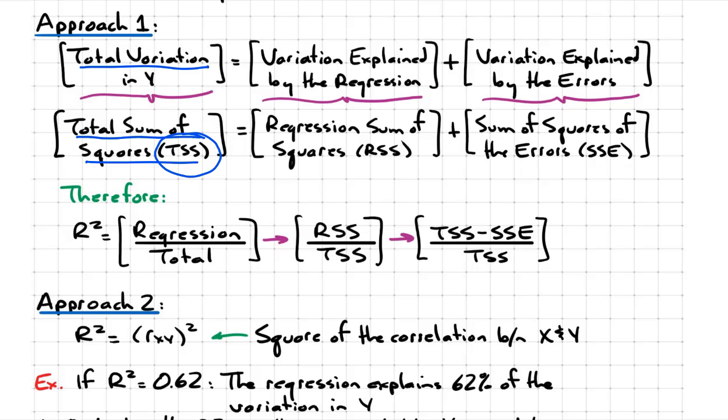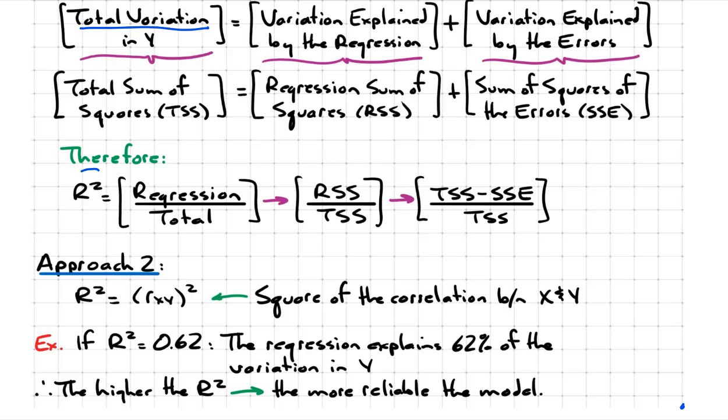Now the portion of variation captured by the regression is represented by what's called the regression sum of squares, so RSS. So that's part of the total variation that's captured by the regression. And then again, the part that's not explained by the regression is caught by the errors. And to quantify the variation captured by the errors, we look at the sum of squares of the errors, or SSE. So therefore, once we've quantified all this variation, we can calculate R squared as follows.